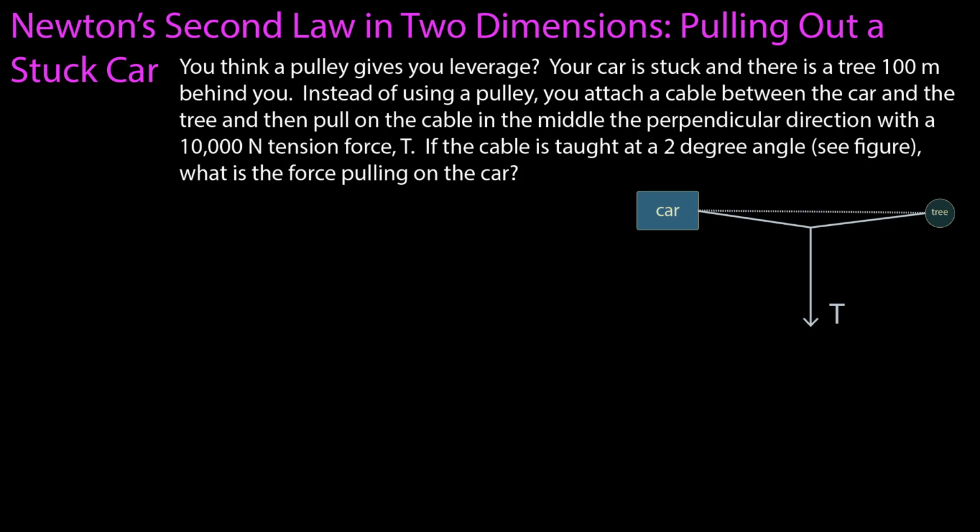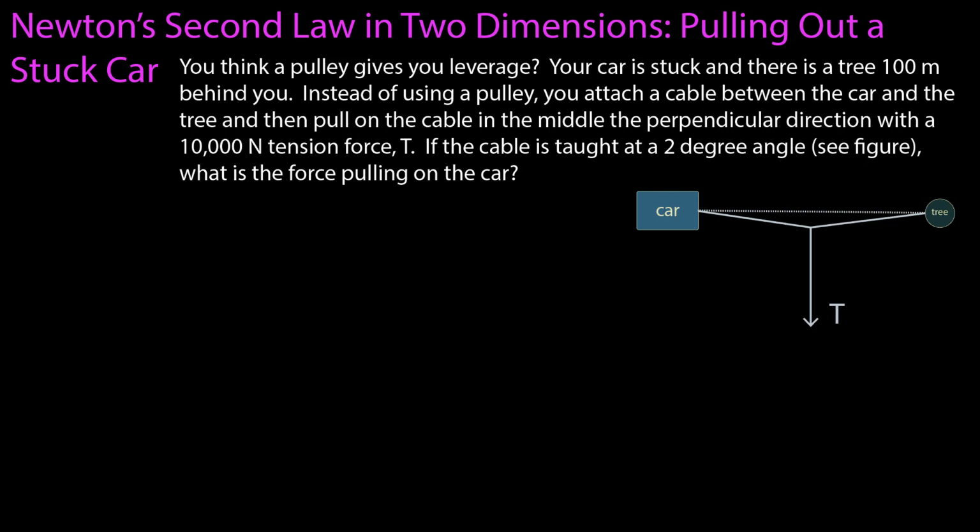Here's an example of using Newton's law in two dimensions. So your car is stuck. Instead of using a pulley, you're going to tie a cable directly to a tree, make it taut, and then pull perpendicularly to the cable. What sort of leverage do you get on the car? In this example, you're pulling with a 10,000 Newton tension force, and the cable is taut at 2 degrees.